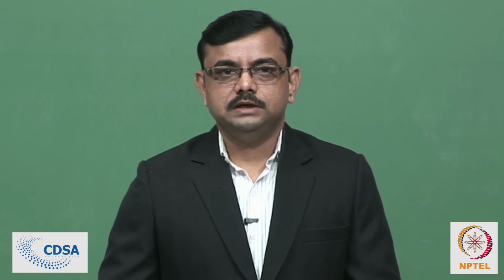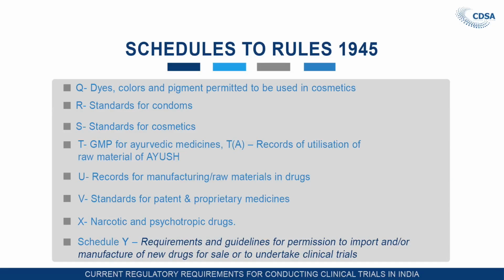Coming to the next slide. Schedule Q is related to the dyes, colors and pigments permitted to be used in cosmetics. As we have said, cosmetics are also regulated. So whatever colors, pigments and dyes are used in cosmetics, colors like sunset yellow, tartrazine, all these are given in Part 1 and Part 2. Part 2 is specially for the colors and dyes used in soap, and Part 1 is for cosmetics.